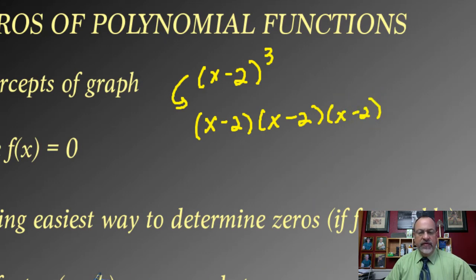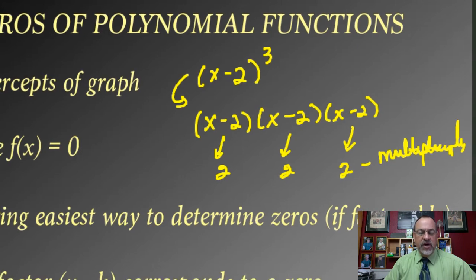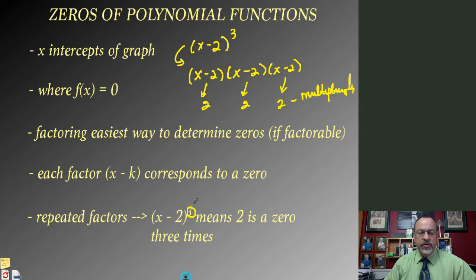Now, it says here that every one of these corresponds to a zero. What makes this 0? 2. What makes this 0? 2. What makes this 0? 2. So 2 is actually a zero 3 times. And this is what we call the multiplicity of the zero. So the multiplicity, I don't know if that's spelled right, I just scribbled it. So the power actually corresponds to the multiplicity of the zero. So what makes this 0? 2, and it has a multiplicity of 3.